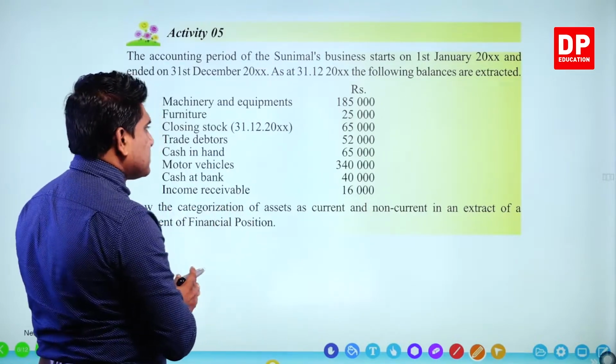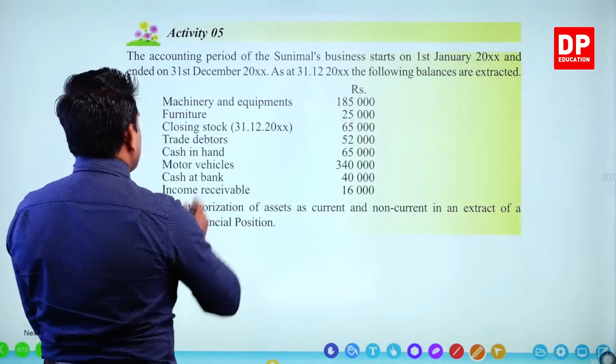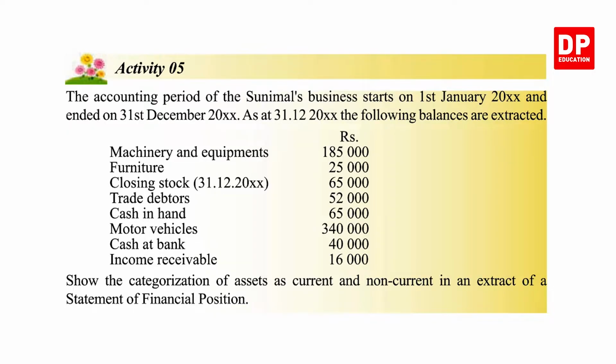Then we classify these assets in which category? Non-current assets or current assets. Machinery and equipments, non-current assets. Furniture also the same, non-current assets. Closing stock, current assets. Trade debtors, current assets. Cash in hand, current assets. Motor vehicle, non-current assets.